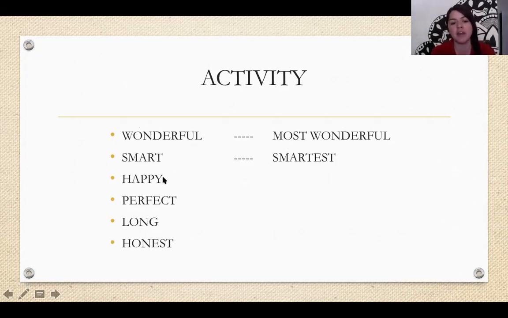Let's see, happy, is it short or is it long? Perfect, how would you write it? Most perfect or perfectest? Long, how would it be? Longest or most long? And honest, how would it be? Honestest, sorry, or most honest? Let's see the answers.